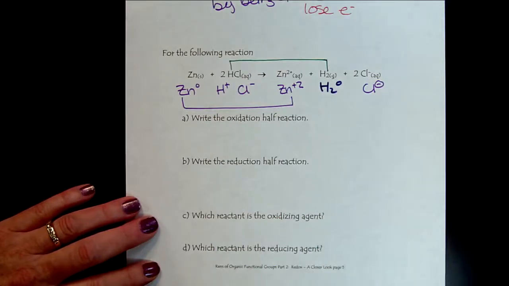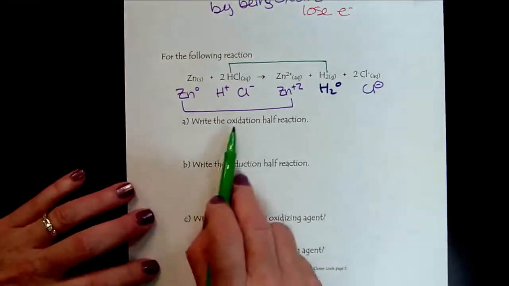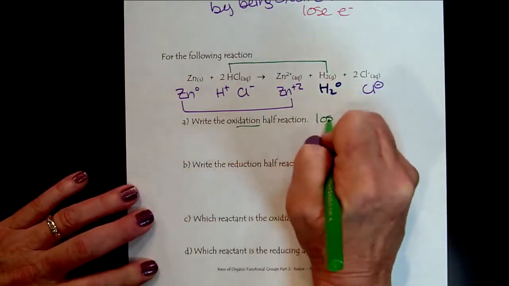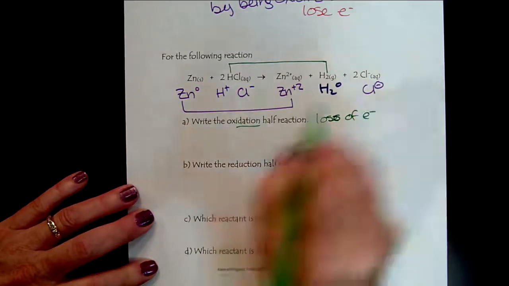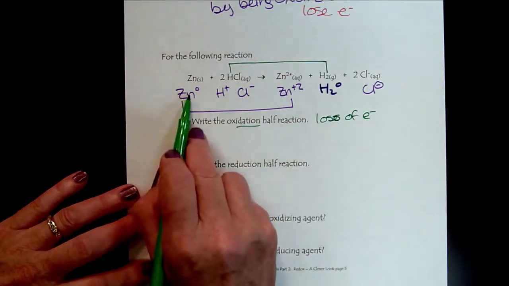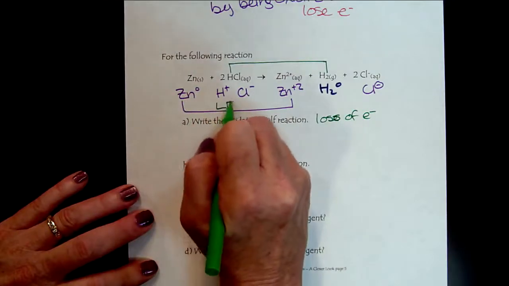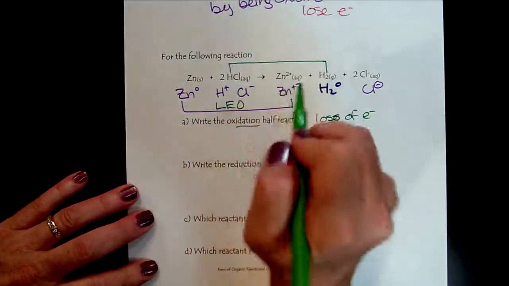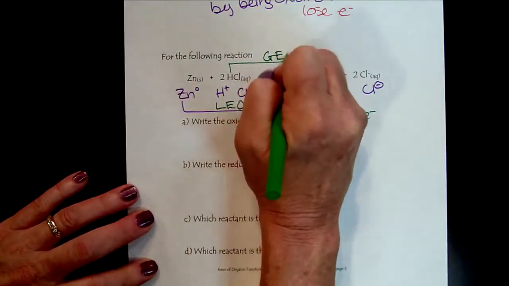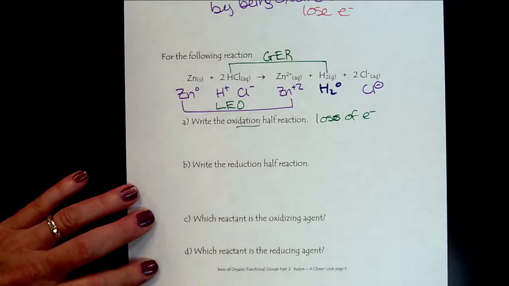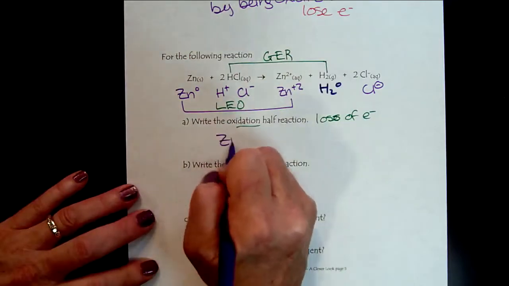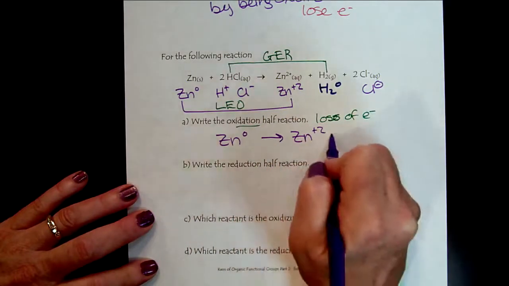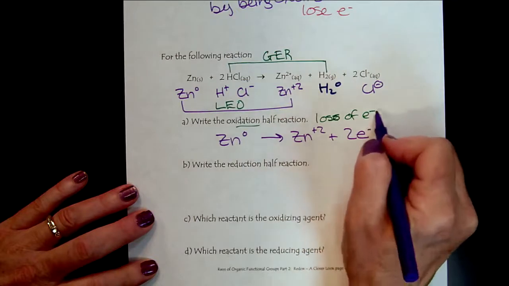Now I'm not giving you so much guidance here. Now we have to find the oxidation. So oxidation is loss of electrons. So who lost electrons? The zinc. The zinc is the LEO. And the hydrogen had to gain electrons. So this is our GER, our reduction. All right? So the zinc started at 0, oxidized to zinc +2, and there's our lost electrons.